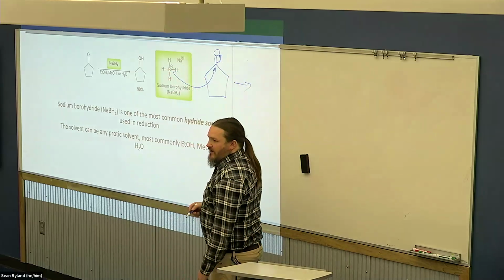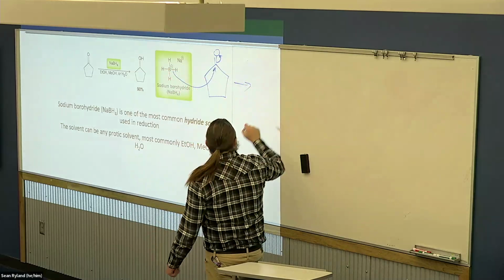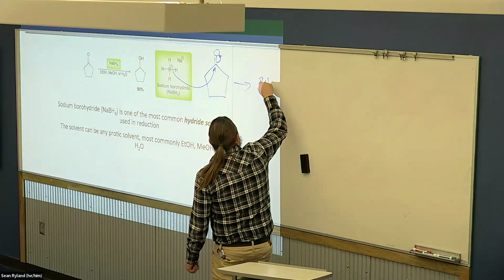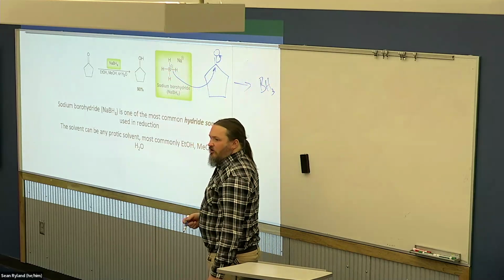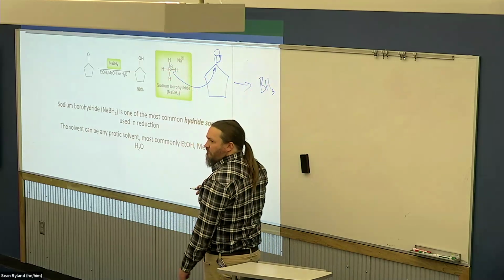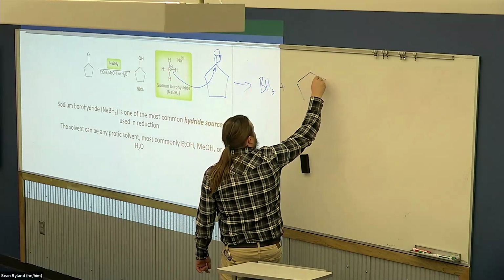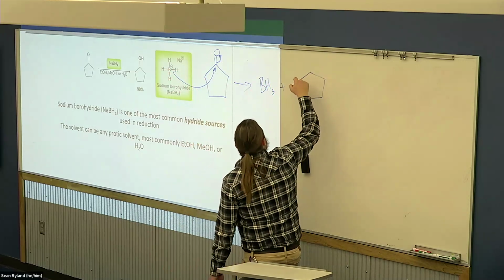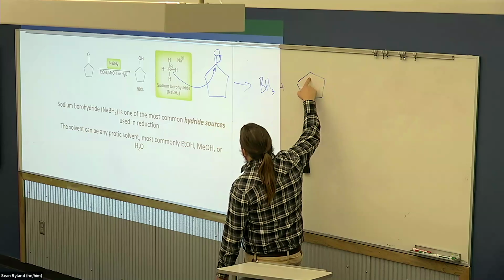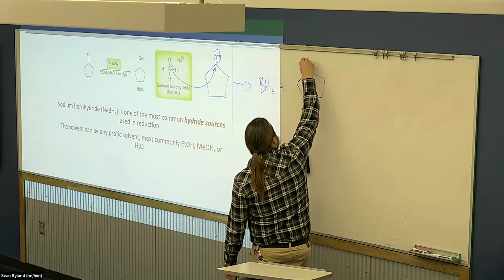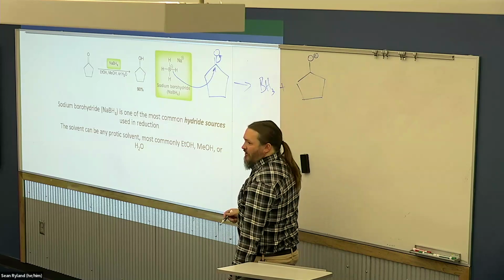That first step is gonna look like that. We're gonna make BH3 borane, which is still technically a hydride source, but not nearly a strong one. So it's basically gone, used up at this point. And what do we get here? We broke the carbon oxygen pi bond, and the oxygen kept the electrons.